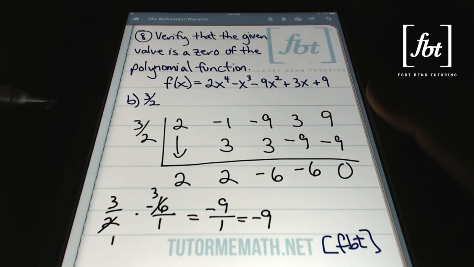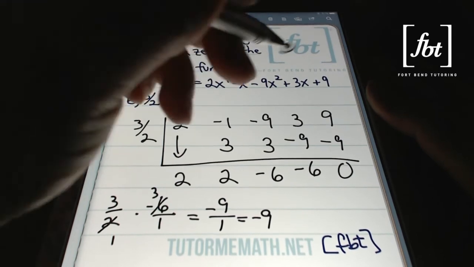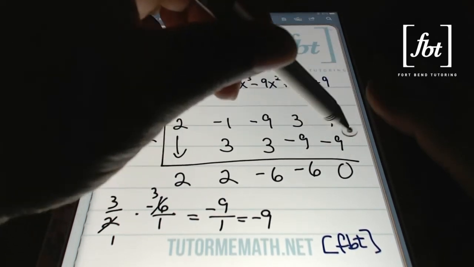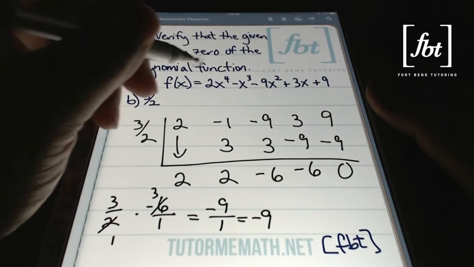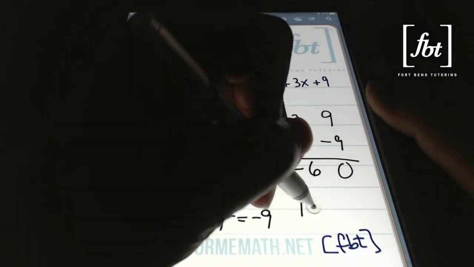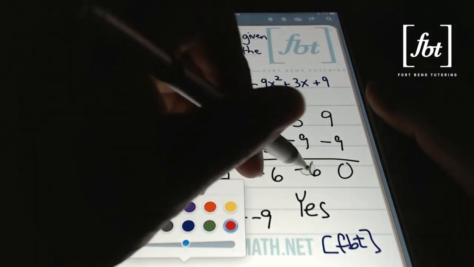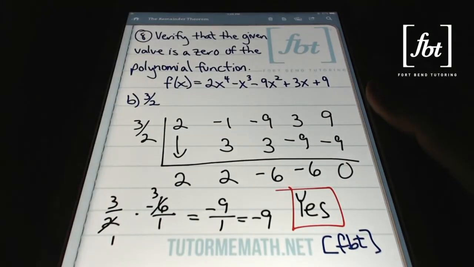I appreciate it. And so here we have 3 halves as the C value, and we end up with 0 as a result. All right, so our remainder here is 0. So this confirms that 3 halves is a 0, guys. So this answer here is a yes. Yes, yes, yes, that this is a 0 of the original polynomial function. All right, good stuff, guys.